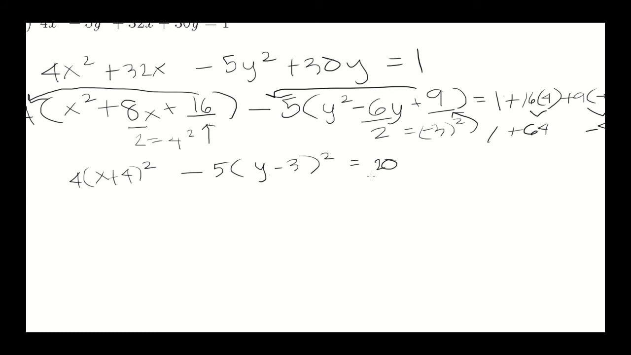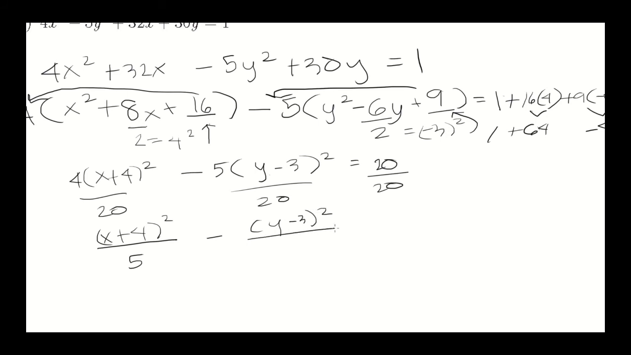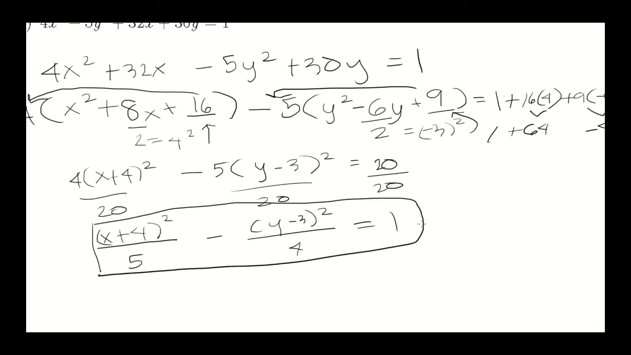And then we divide it all by 20. So 20 divided by 4: we copy (x plus 4) squared over 20 divided by 4, which is 5, minus (y minus 3) squared over 20 divided by 5, which is 4, equals 1. Okay, so now we have the standard equation.